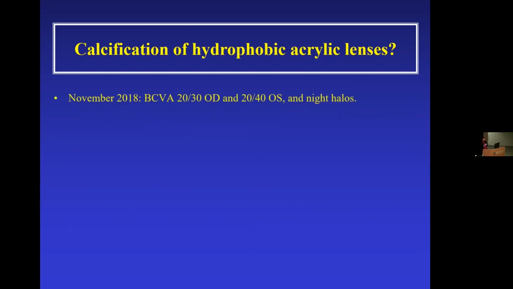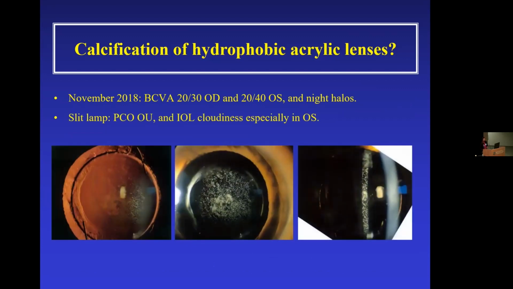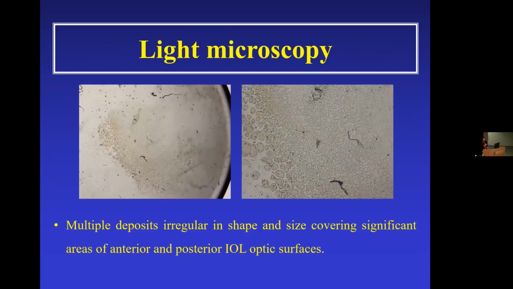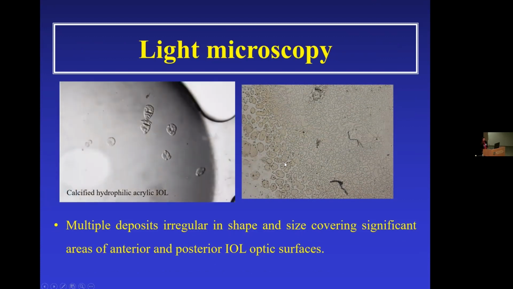Everything was fine, but later again, decreasing visual acuity and other complaints. And again, the ophthalmologist said, okay, those lenses look cloudy also. So finally, he sent me these images from the left eye, and I thought, maybe for the first time, I am seeing calcification of a hydrophobic acrylic lens. So this was explanted. And when I put it under the light microscope, I already changed my mind because this really didn't look like calcification. The deposits were very different from what we normally see in calcification.